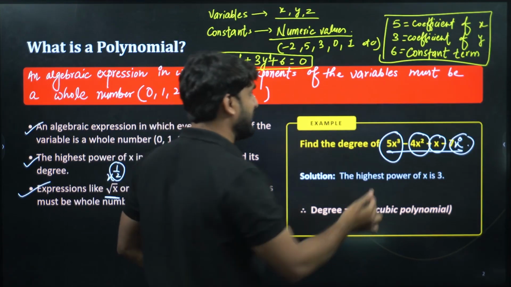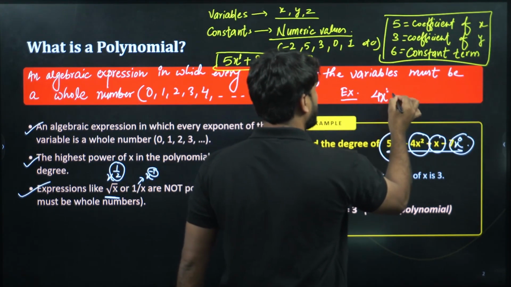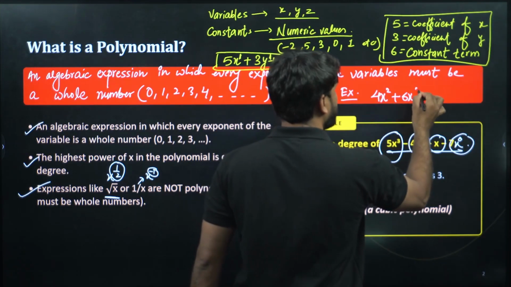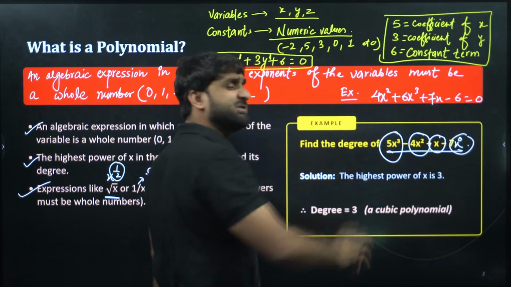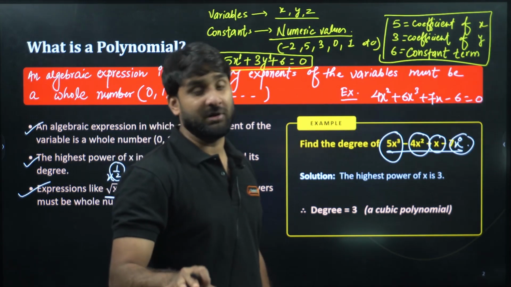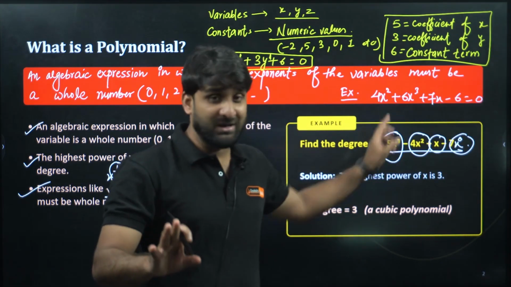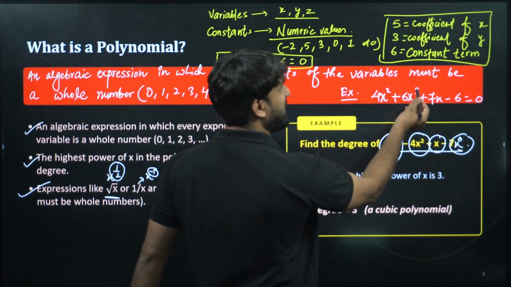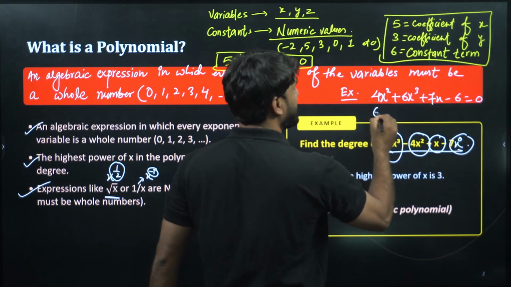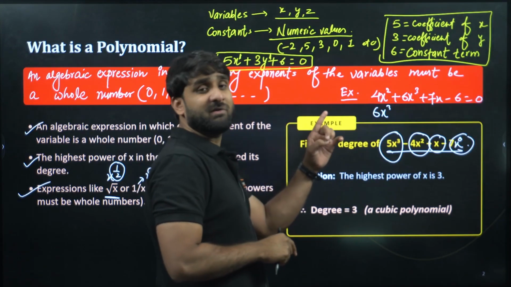Decreasing order. For example, if I write a polynomial 4x square plus 6x cube plus 7x minus 6 equals to 0. This is a polynomial, obviously. But the way I have written this polynomial is not good. This is not systematically, mathematically proper, because the highest power is 3 here. So it should be at the first position, because the highest power comes first.